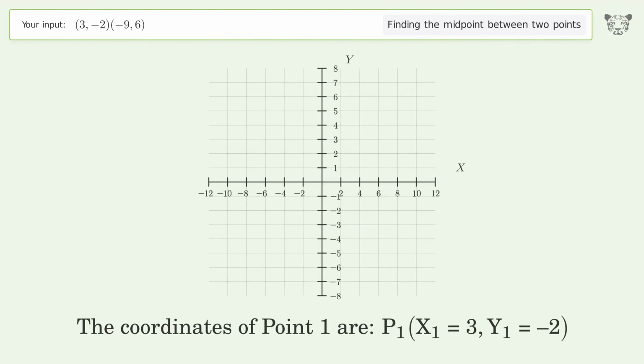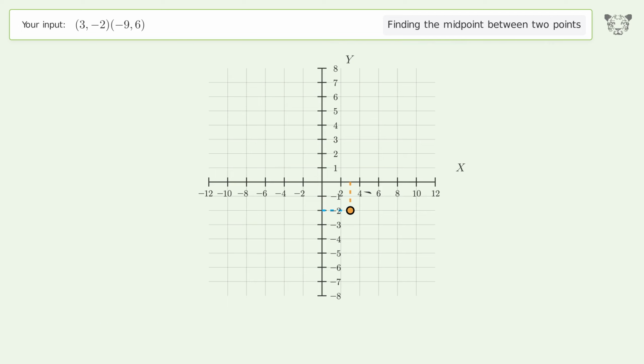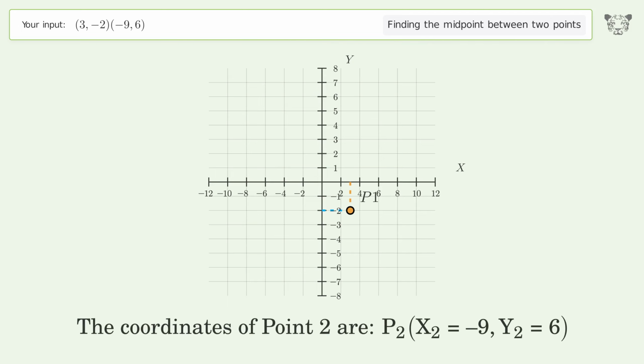The coordinates of point 1 are, x1 equals 3, y1 equals -2. The coordinates of point 2 are, x2 equals -9, y2 equals 6. PM represents the midpoint of the 2 points.